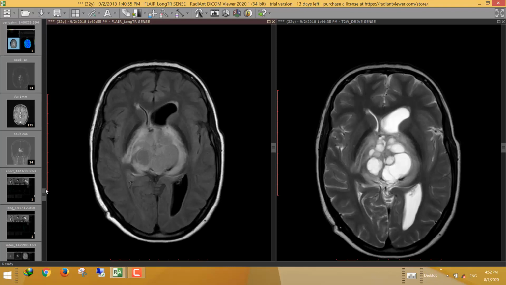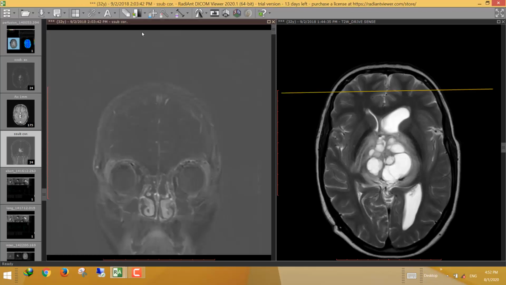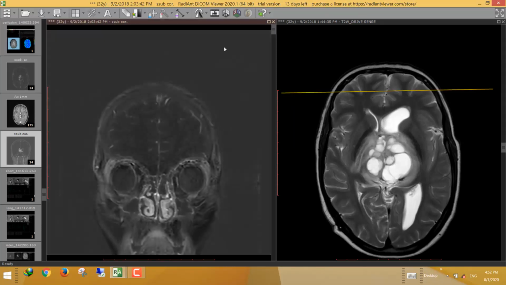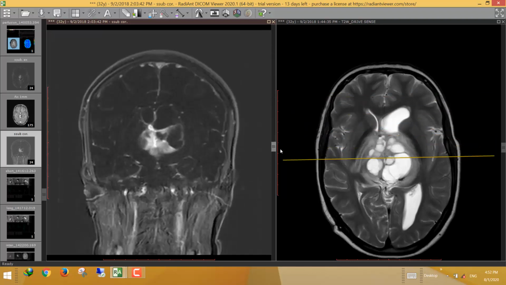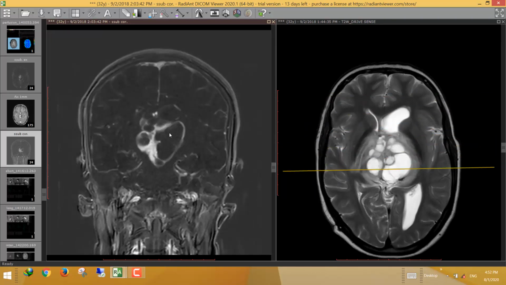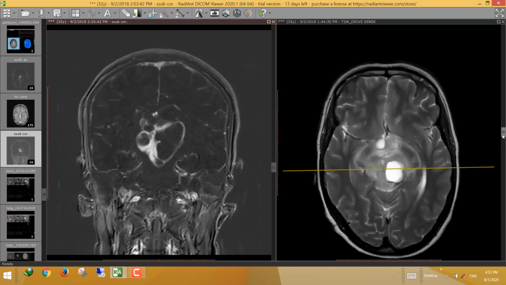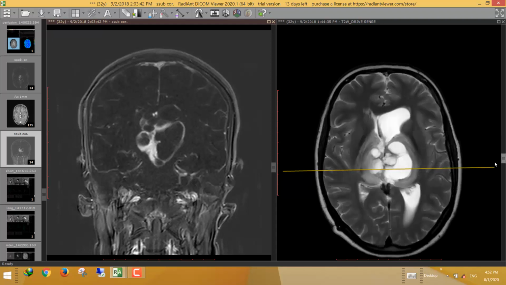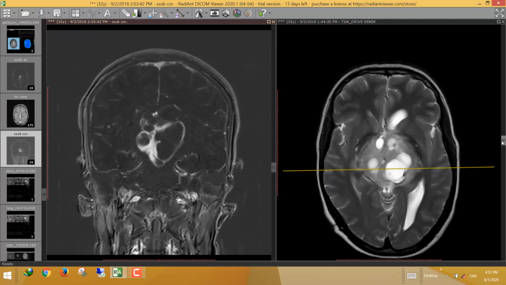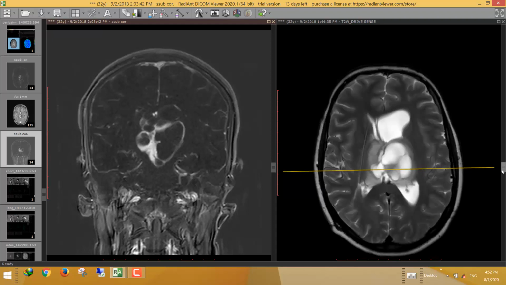The lesion, as we see here in the post-contrast images, shows multiple cystic lesions. These cystic lesions do not take contrast enhancement, but the solid component of the lesion shows enhancement here. So it is a partially solid, partially cystic intraventricular lesion in a young adult male.